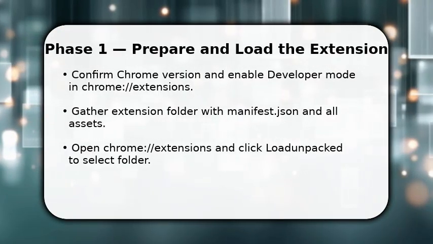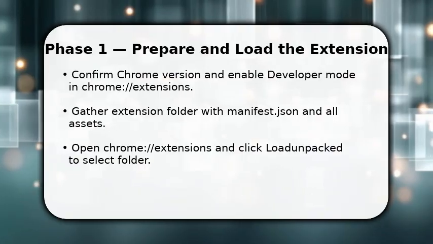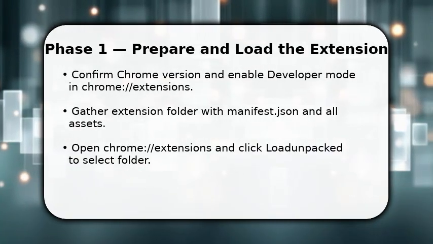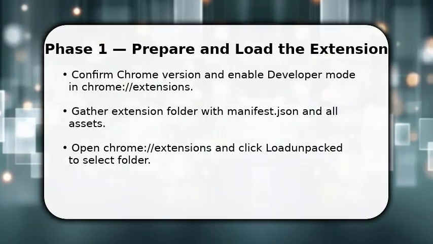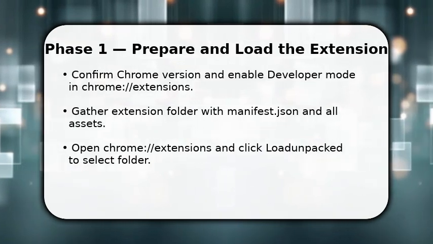Once done, open Chrome, /extensions and click Load Unpacked, then choose the folder. You're doing this to create a working, testable copy. Make sure paths in manifest are correct, so Chrome can register background scripts and permissions immediately.